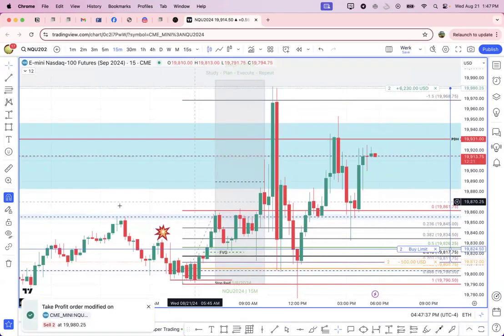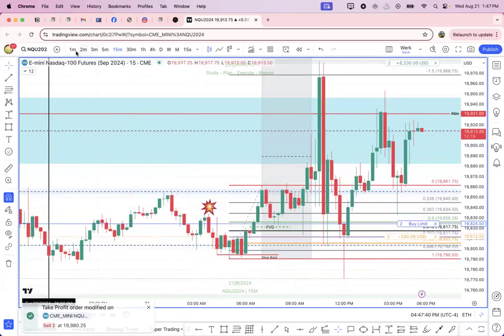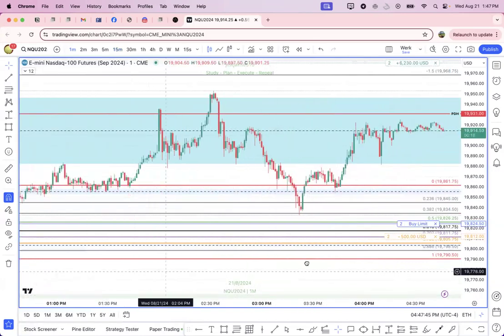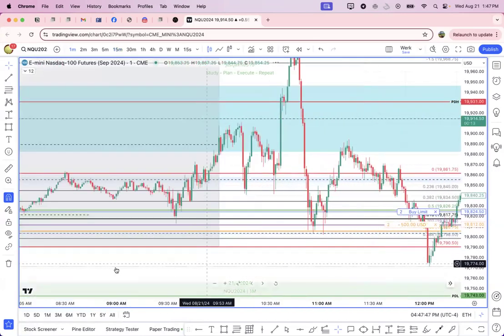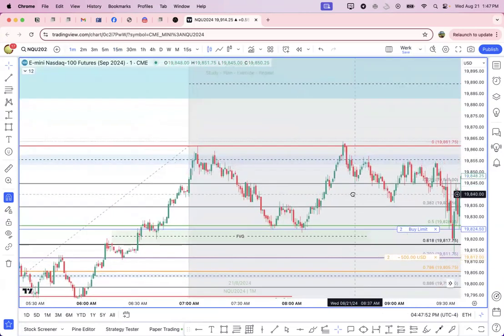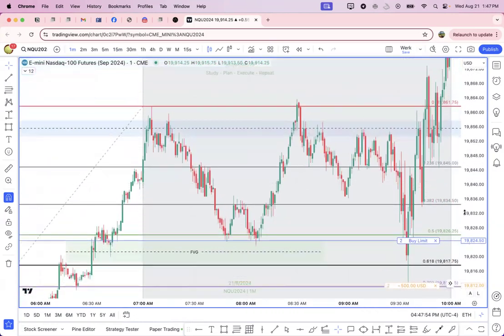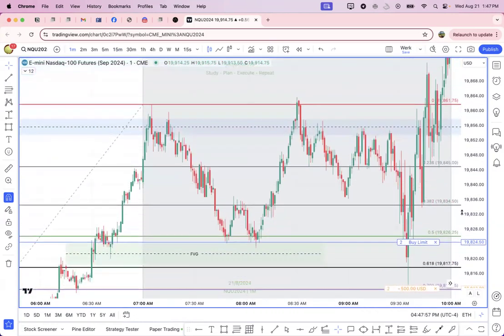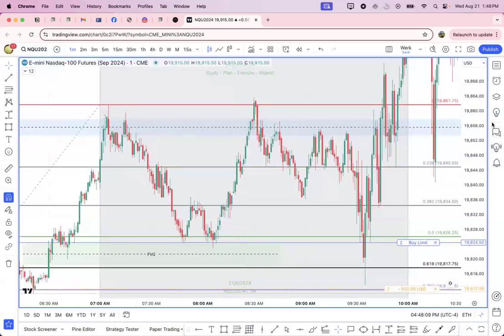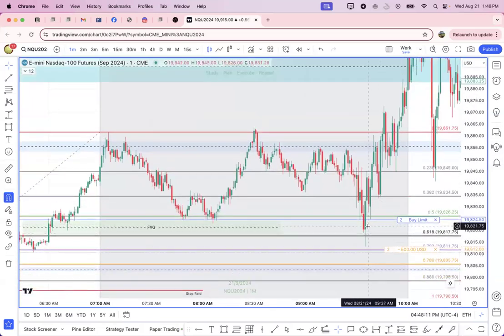So even if there are shorts in here, I don't know that I would take them based off of what my initial draw on liquidity is. I want to trade in line with that order flow. I don't see anything in here that's super clear that would have me look for a short. So I would hope that I'll be trading in line with previous day high.